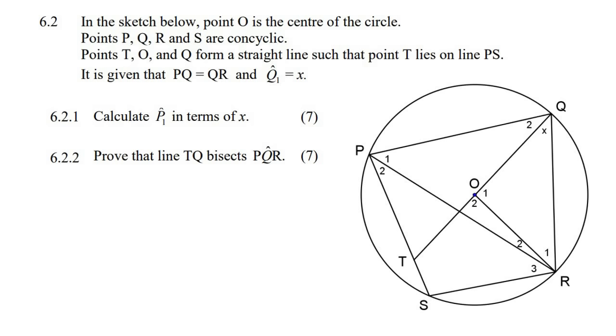In the sketch below, point O is the center of the circle. Points P, Q, R, and S are concyclic. Oh, why did I have to use that word? Trying to be so fancy. So students get really confused when they see that word. It just means they're on the same circle. Goodness me, there they are. P, Q, R, S. Concyclic.